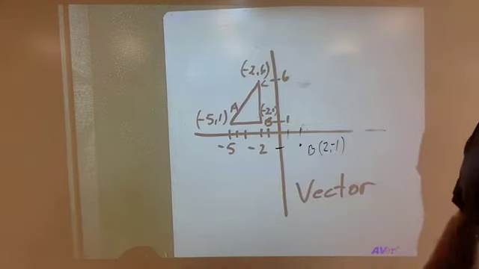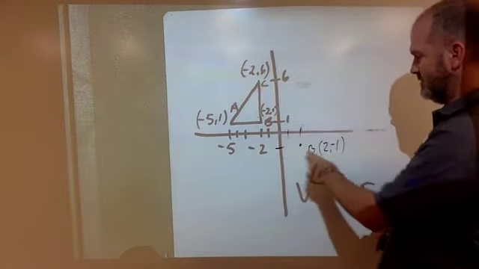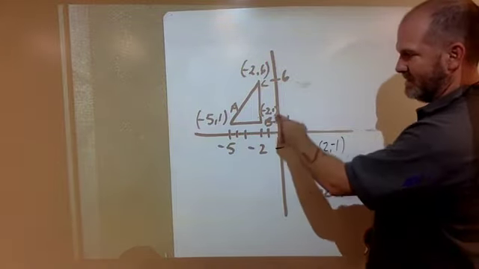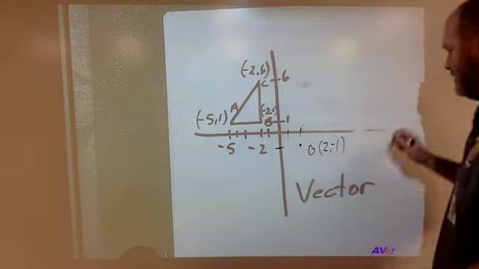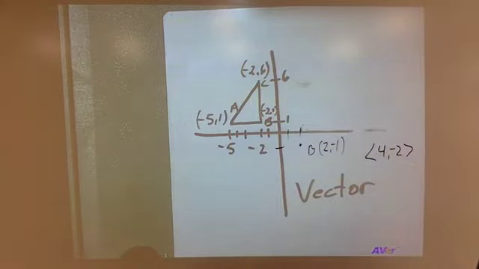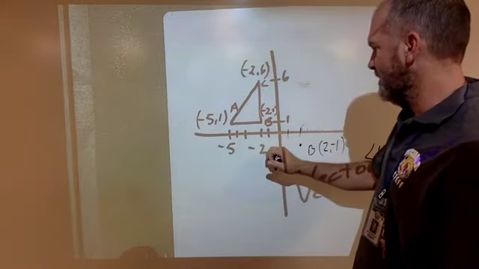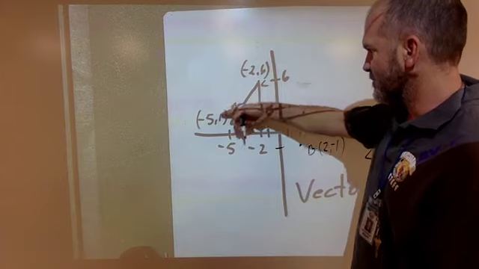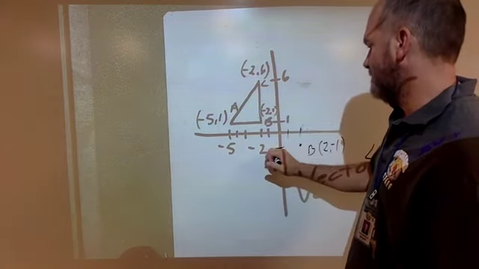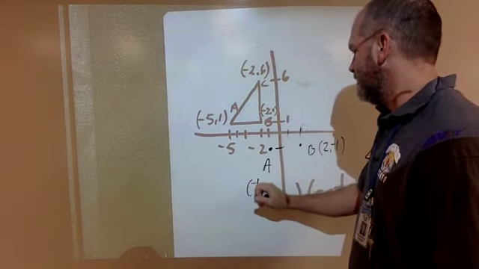All right, we added 4 to -2 to get +2, and we subtracted 2 from 1 to get -1, because remember, that's our vector, 4, -2. All right, you do that with all the points. If you add 4 to -5, you end up at -1, and you subtract 2 from -1, you end up at -1 right here. So this is our A, that is -1, -1.